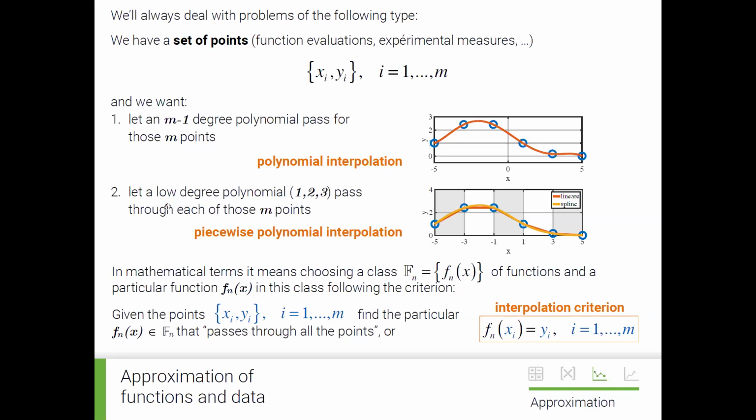And second case, let's allow low degree polynomials: first, second, and third. You have a low degree here, not m-1, and it passes through each of those m points. This is called piecewise polynomial interpolation. You can see this in yellow here. In brown, you have polynomial interpolation. In yellow, you have piecewise polynomial interpolation.